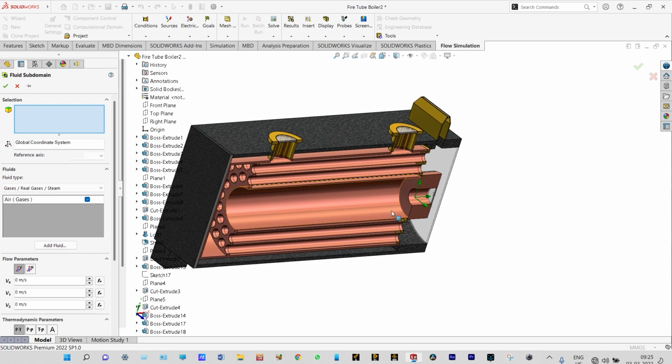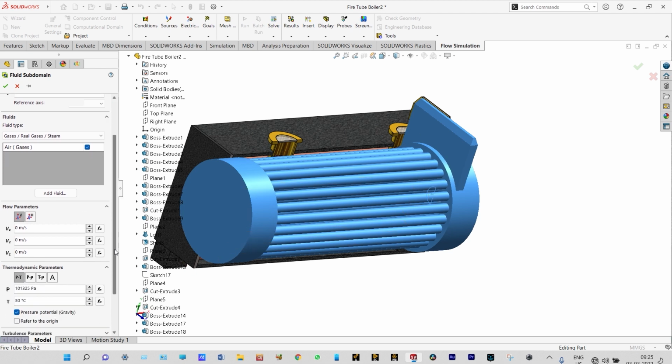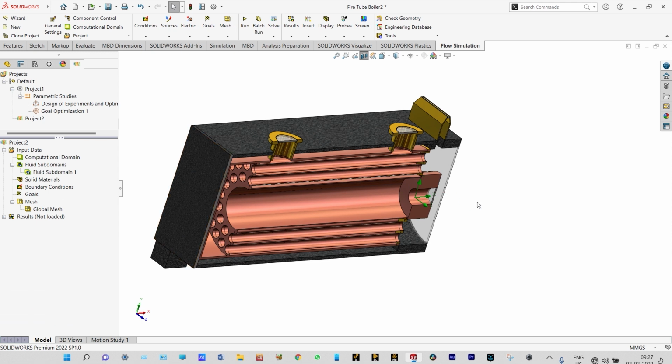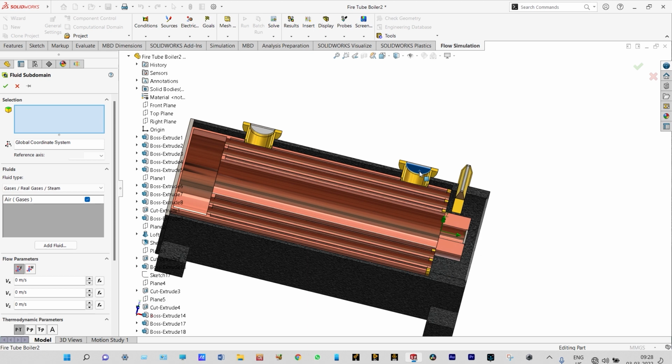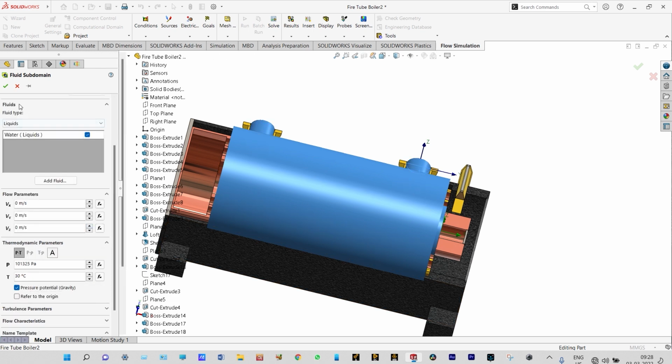Hot flue gases will be provided from this opening. So we are providing hot flue gases at a temperature of 1600 degrees centigrade. Green check. So this is the first fluid domain. Next, we have to select 2 more fluid domains. Insert fluid subdomain. From this opening, we will be providing cold water, and let us select from here. It will be water at a temperature of 30 degrees centigrade. We will provide cold water from this opening, right? Green check.